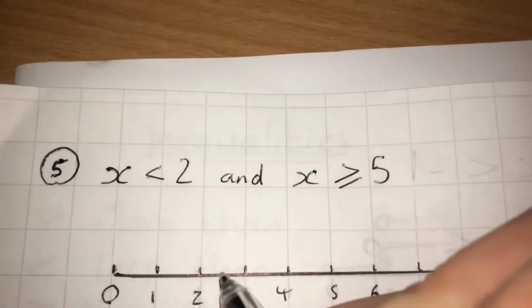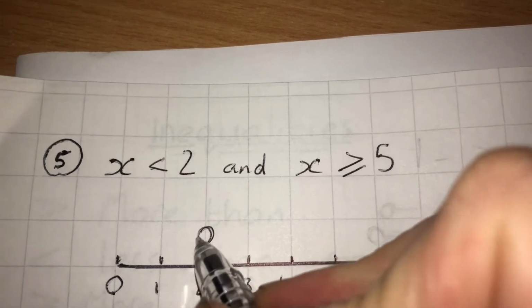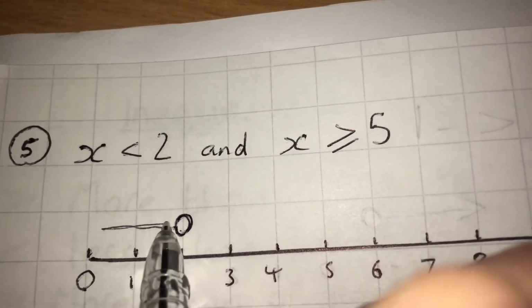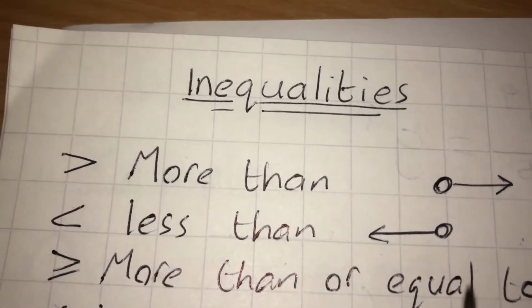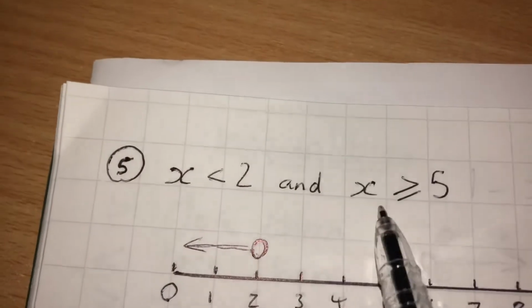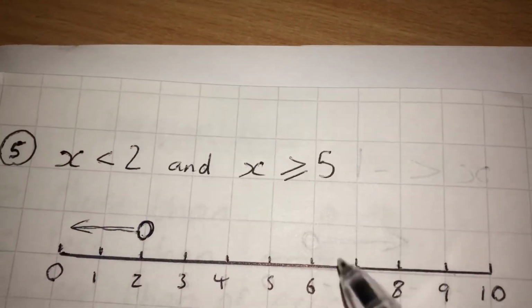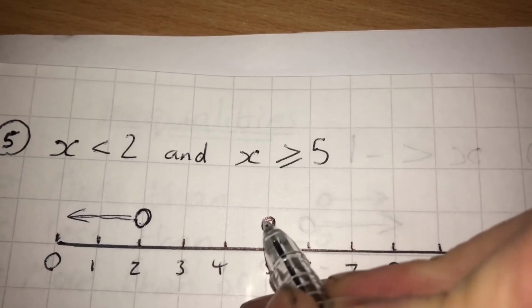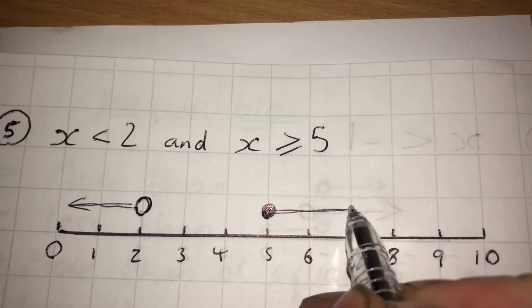So if x is less than 2 but it cannot be equal to it, we find 2 first off for this inequality, and that is of course an arrow going to the left. Again, just to show that it's less than, open dot. Alright, x is greater than or equal to 5. That's the other inequality I've been asked to show, so that's a closed dot above 5 and the arrow going to the right.